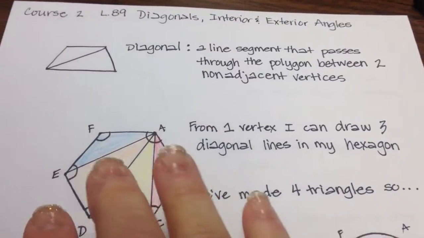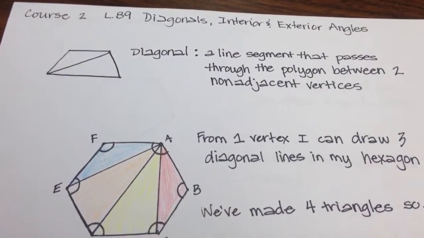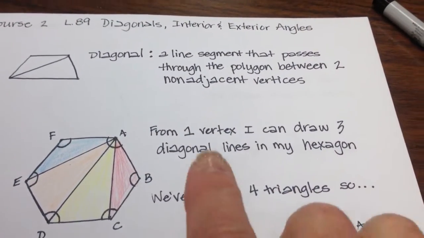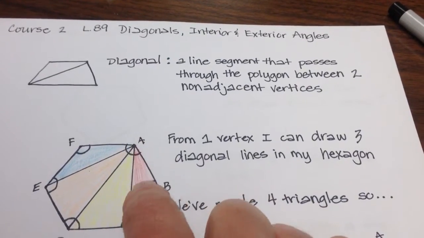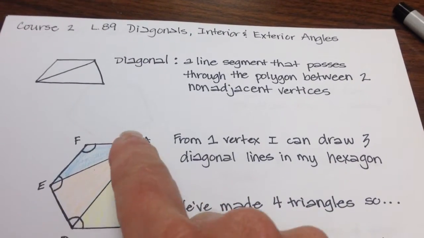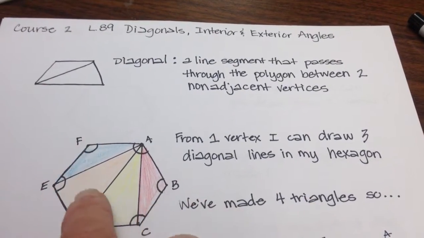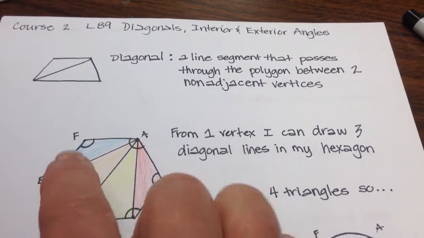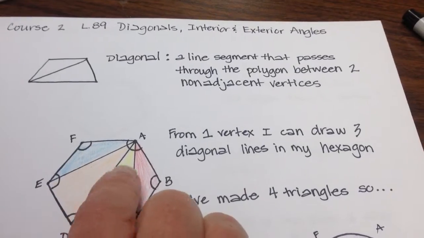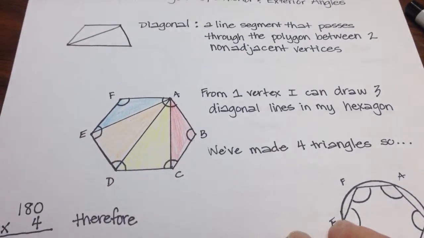All right, so here I drew a regular hexagon. It has 6 sides. From one vertex, I can draw 1, 2, 3 diagonals. And I've even colored these in so you can see I've made 4 triangles. 1, 2, 3, 4. Well, so what?